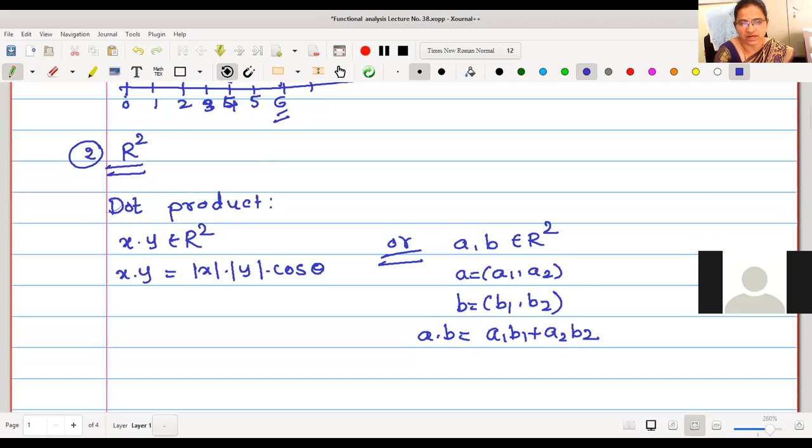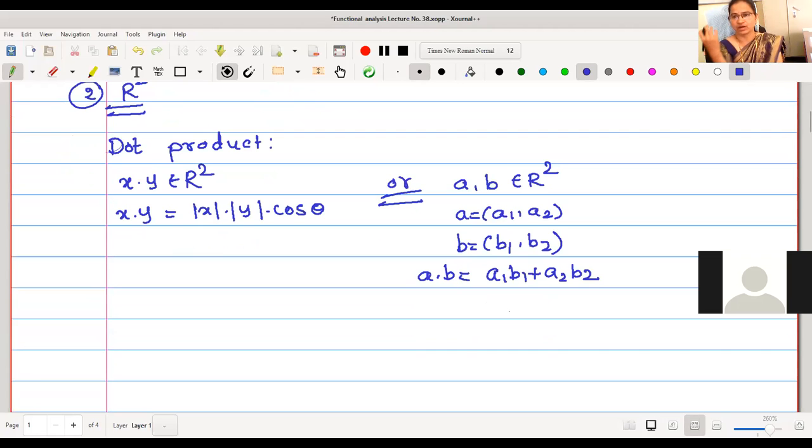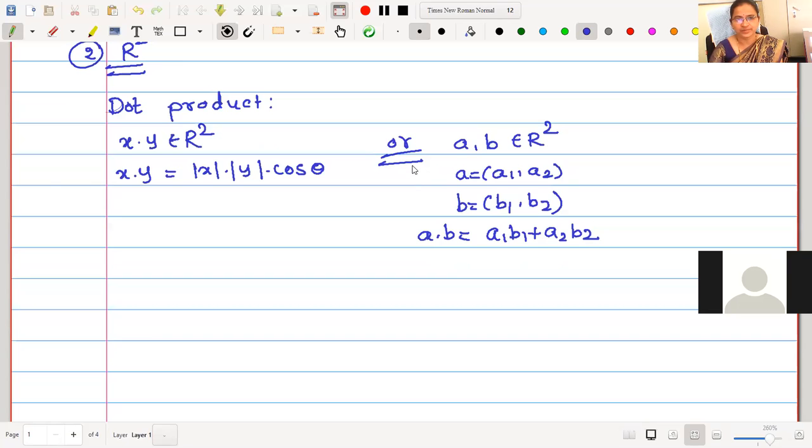We will try to understand how this is defined or how this is worked out. Can anyone tell the reason behind both the definitions? Why was it defined as mod x, mod y cos theta, and why is it a piece by piece multiplication of x coordinates and so on? Can anybody tell me? You can unmute yourself and answer the question. Reason behind the two definitions of dot product. Yes? Can anyone answer?